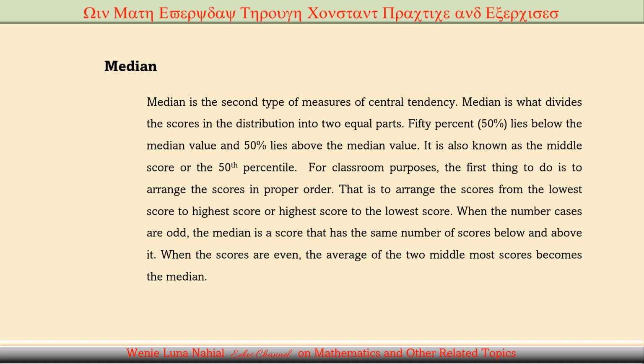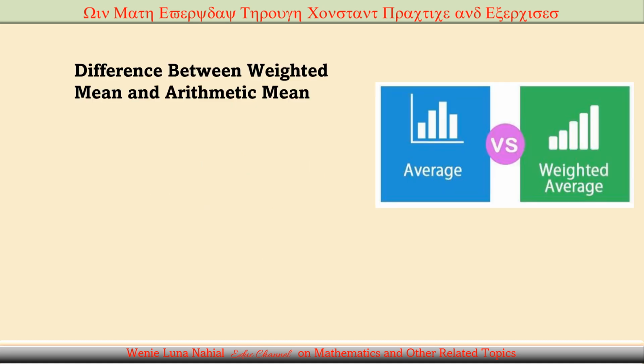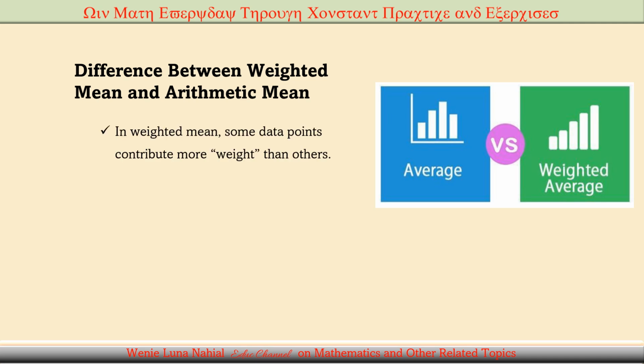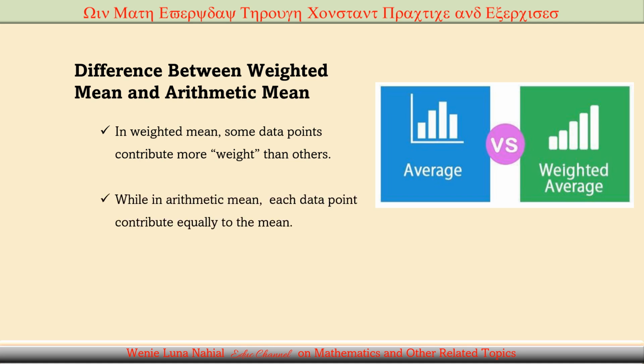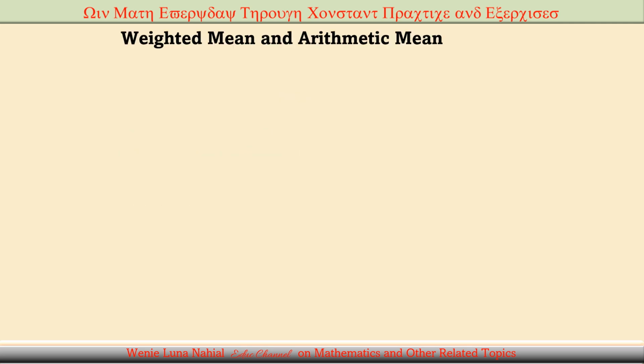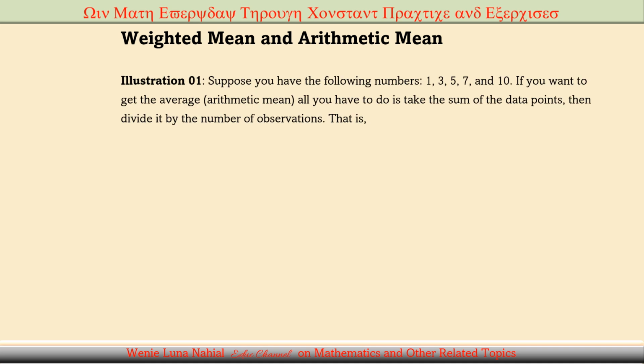When the scores are even, the average of the two middlemost scores becomes the median. The difference between weighted mean and arithmetic mean is a very important concept to understand. In weighted mean, some data points contribute more weight than others, while in arithmetic mean, each data point contributes equally to the mean. Let's have an illustration.